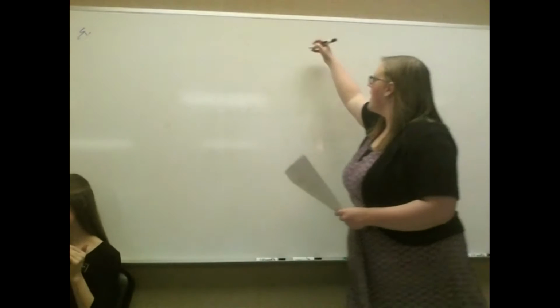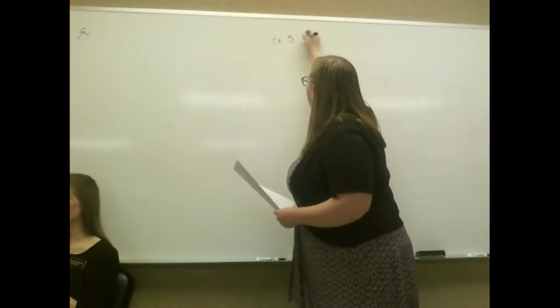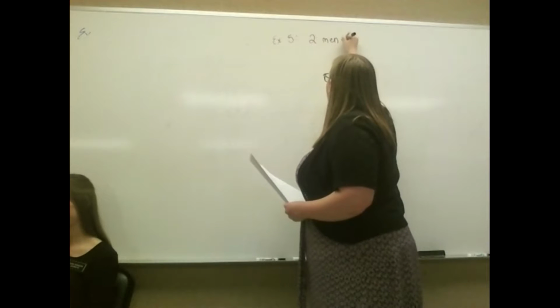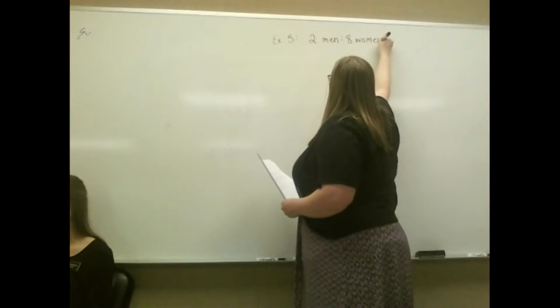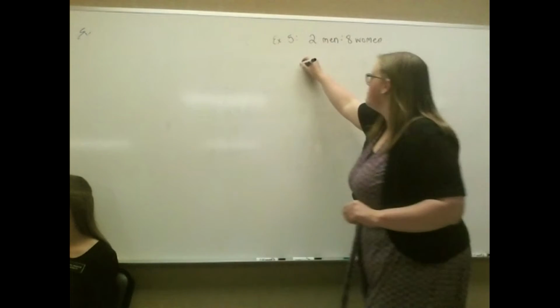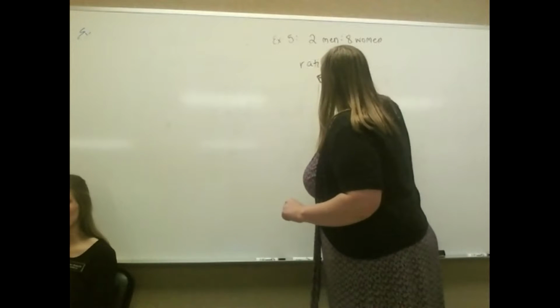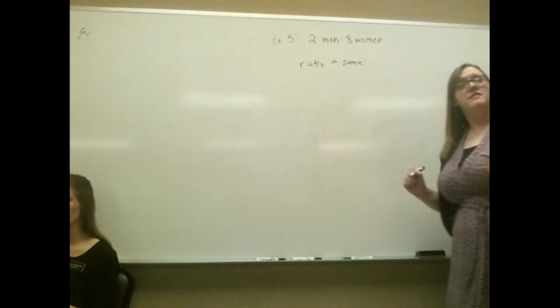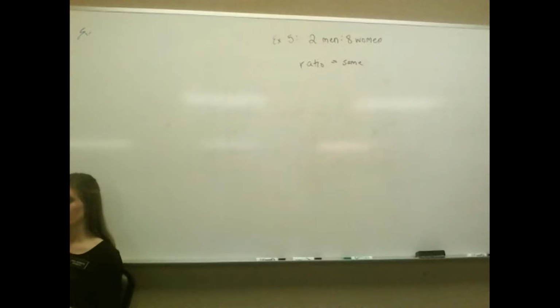All right, so this is going to be example 5, finding the missing part of equivalent ratios. All right, so let's look at our original ratio we had of 2 men to 8 women. So let's say that next semester I teach this class again, and I was to tell you the ratio of men to women is the same. So ratio is the same. But I have twice as many women.